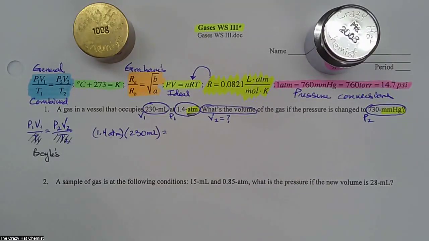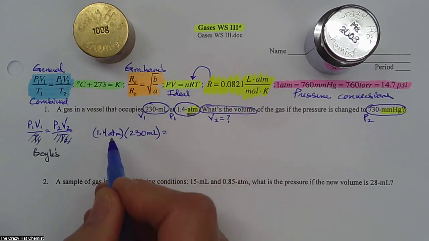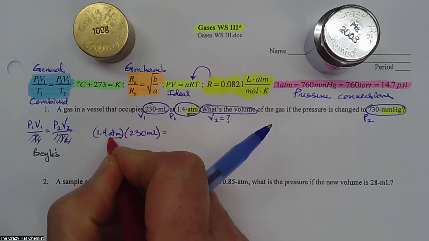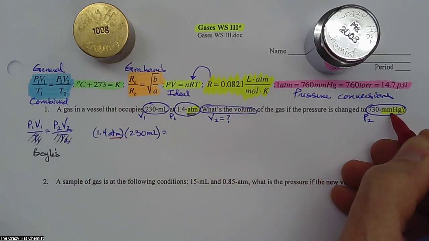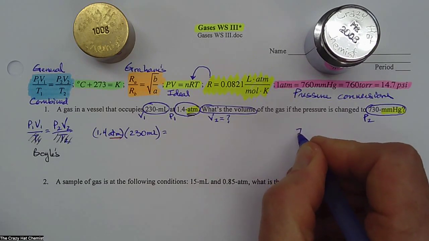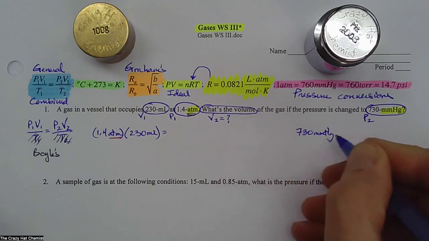So that's what we're going to do right now. We're going to do this off to the side before we plug it into this equation. I just happened to write atmospheres first because it was the first pressure. So I'm going to convert this millimeters of mercury into atmospheres. I'm going to do this off to the side. We have 730 millimeters of mercury.